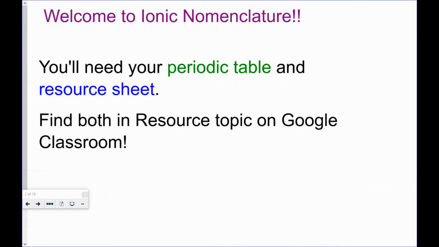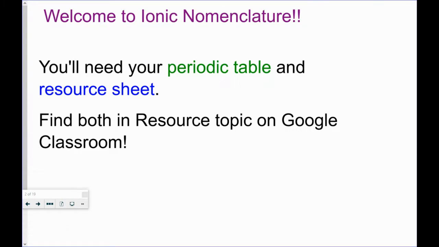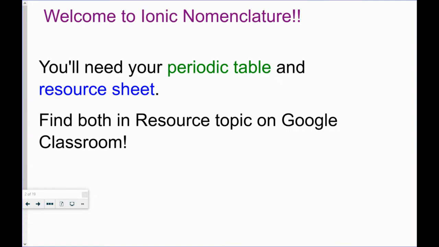All right, welcome to the wonderful world of Ionic Nomenclature. Today you are going to need two things if you want to print the PDF off of these notes. It's a bunch of examples, some step-by-step ways of how to do ionic naming and formula writing.